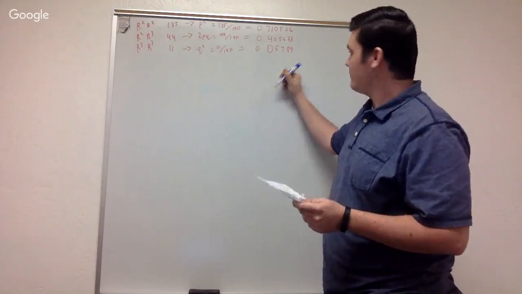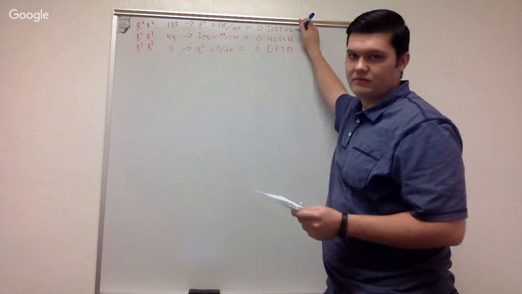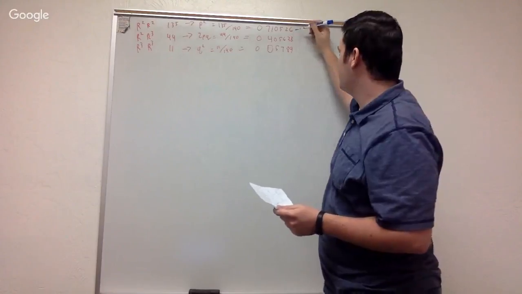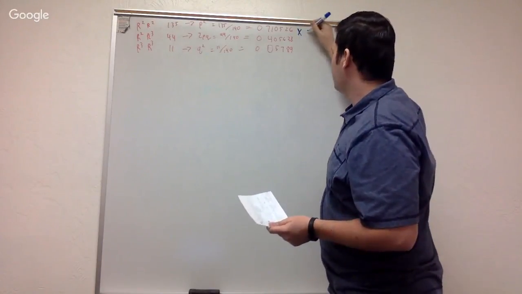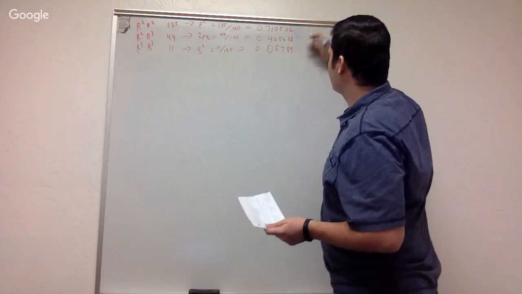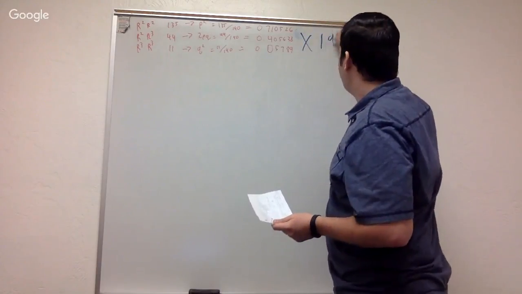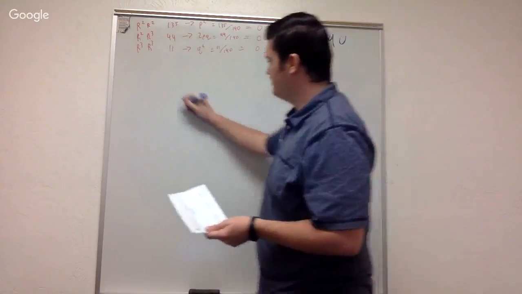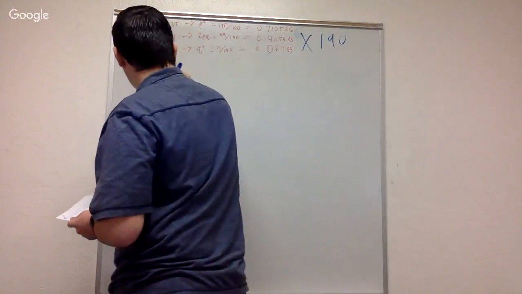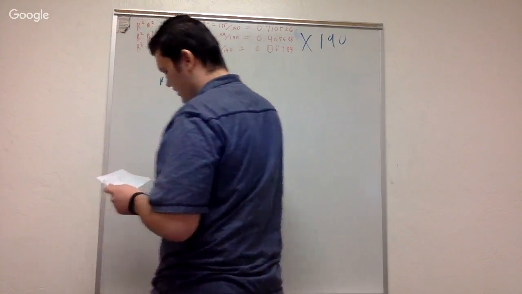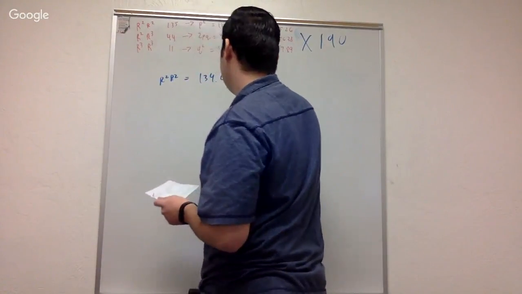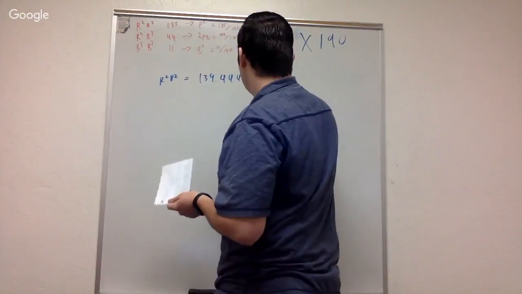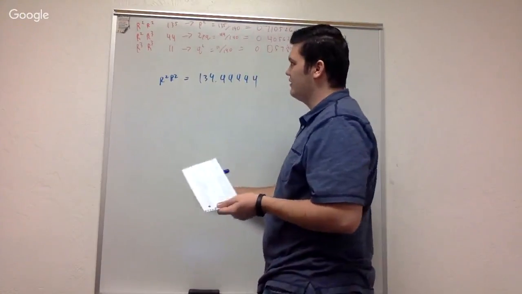So this is the expected for homozygous R2. That's the ratio we expect. So we just times it by our total population. We're going to do that for all of them, actually. Times it by the 190. So R2 homozygous, we expect to get about 134.99994 individuals.